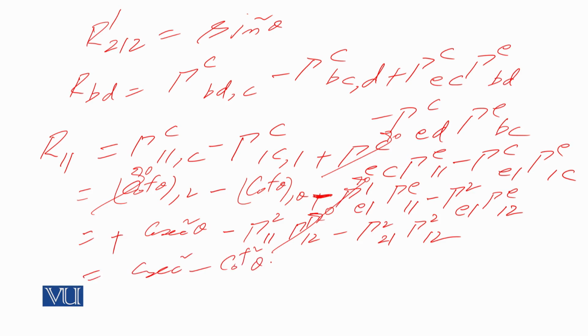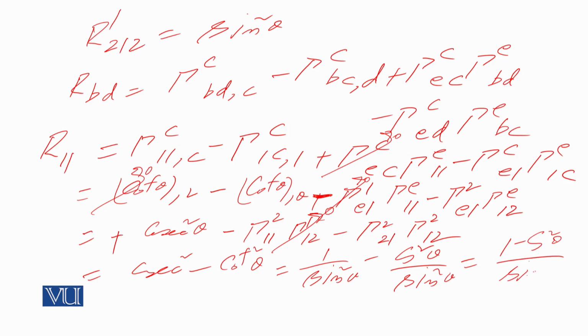Now this is the well-known trigonometric identity, and from here we can write this equal to, say, I think this will be sine square theta minus cos square theta over sine square theta, and this is 1 minus cos square theta over sine square theta. So this is equal to 1. So R11 is 1.